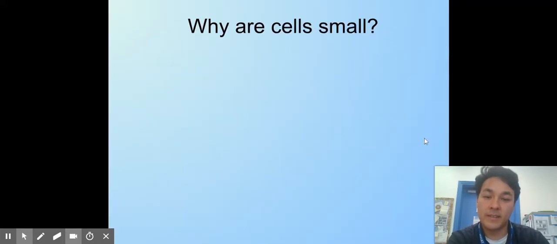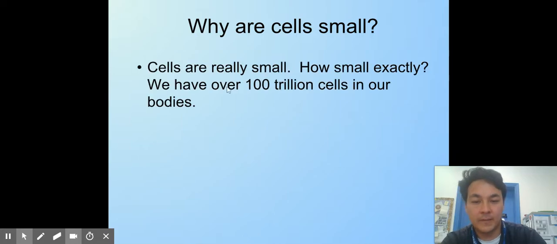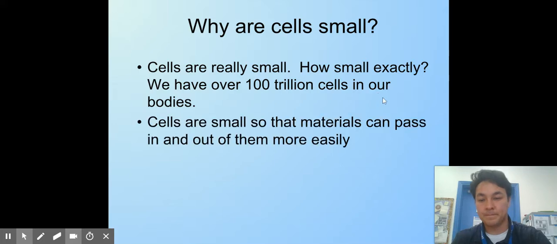Okay. Why are cells small? You should tell your parents and your friends about the lab that we did in class. It's a fun one. So we have over 100 trillion cells in our bodies. So that means they have to be really small. And they're small so that materials can easily pass in and out of them. We need to get in nutrients, we need to get in oxygen, and we need to get out waste from cells. And also so it doesn't overtax the DNA in a cell.